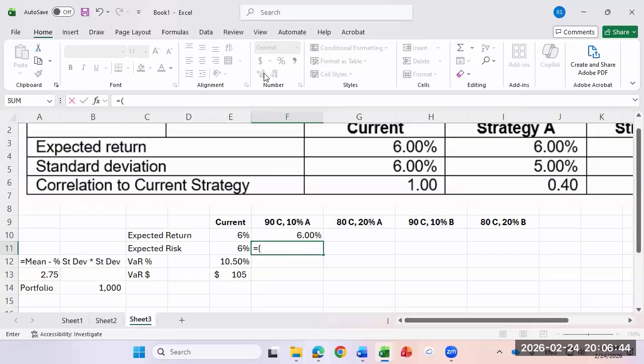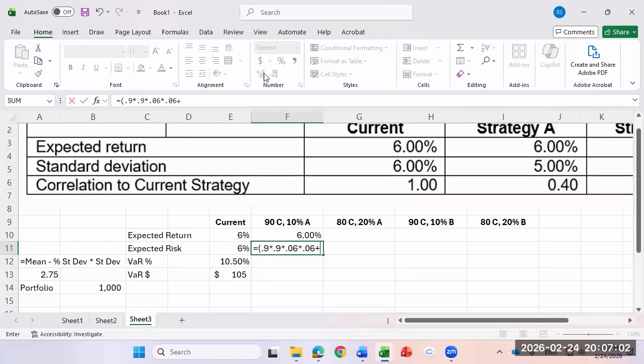I just said it like 20 minutes ago. The weight of A. So what's A? 90%, right? Times the 6% risk of A, plus the weight of B times the risk. What's the weight of B here? Well, B is A, it's getting confusing.